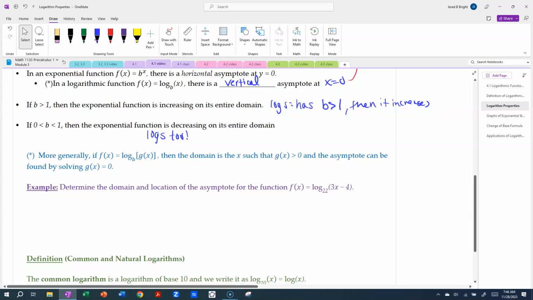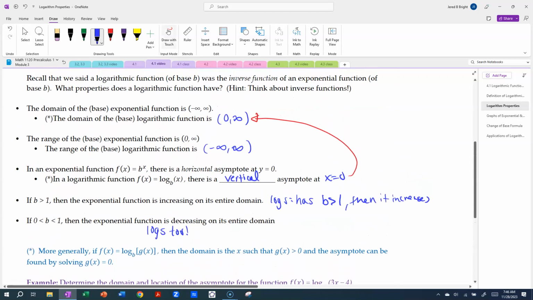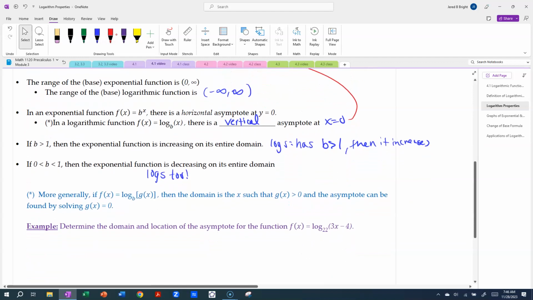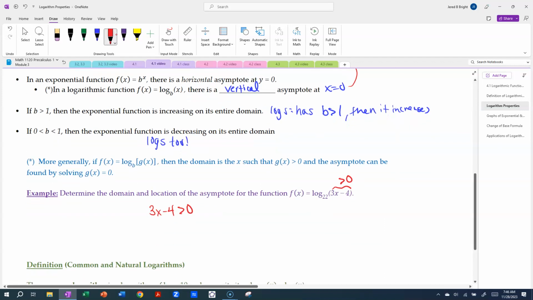Now I want to talk about domain here for a minute because it is important for logarithms since we have a restriction, right? The domain has to be from 0 to infinity. Now that is truly for just log base b of x. So what we would do in general to find the domain is take whatever our input is, so 3x minus 4, whatever is in here, that has to be greater than 0. So I'd set that greater than 0 and solve. Move the 4 over. 3x is greater than 4. x is greater than 4/3.